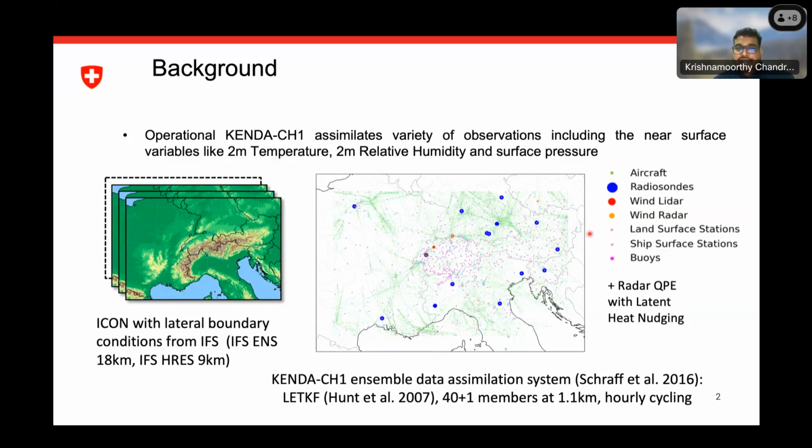The second picture on the right side shows the typical spatial distribution of different observations which are assimilated within the Kenda CH1 system. We have 40 ensemble members plus one deterministic member, all at 1.1 kilometer resolution. And we have an hourly cycling DA system, which uses the LETKF approach.